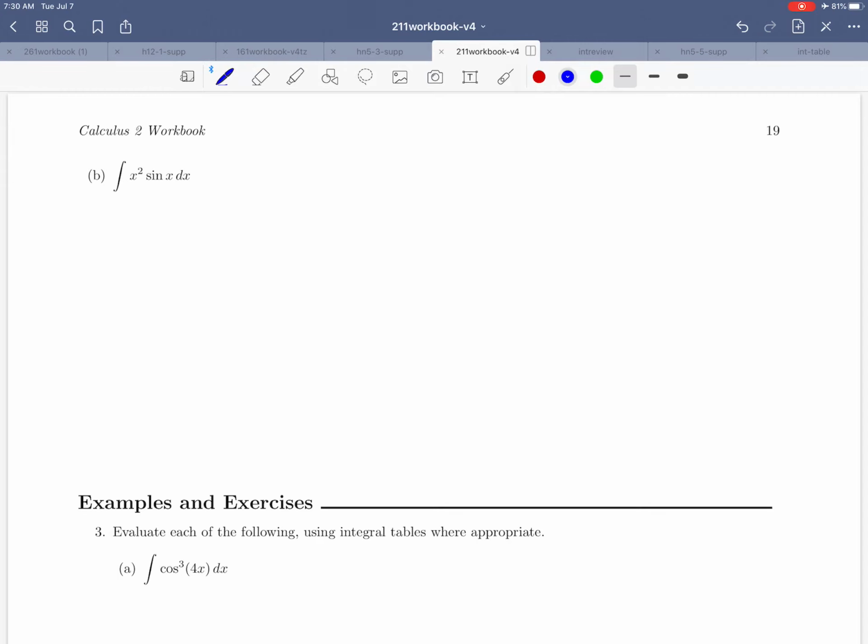Hello everybody and welcome to part B. We're looking at page 19 of the workbook here, and this is another example of an integral that we're going to try to do using the integral table. So the integral of x squared sine of x.